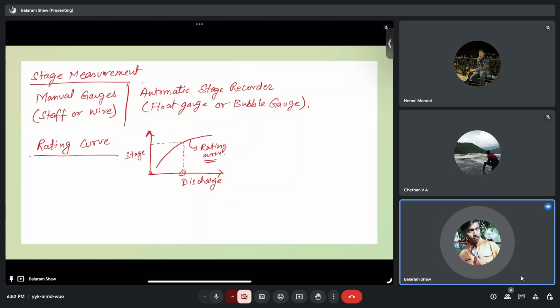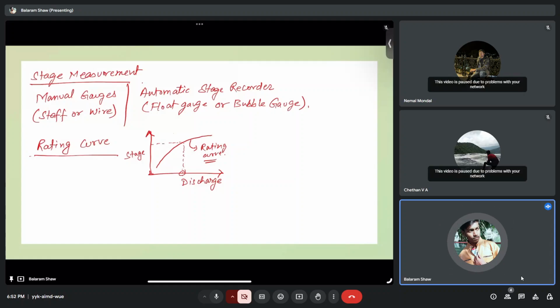Then we have wire gauge. So in wire gauge, what happens? This is also one of the non-recording types of gauge, which has a drum with a graduated wire cable wound on the drum, and a weight fixed at the free end of the wire. We see how many rotations are done on that drum, and from there we can calculate how much is the stage or the water surface elevation.